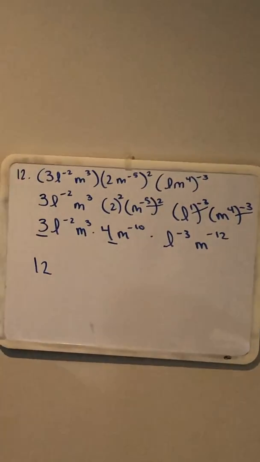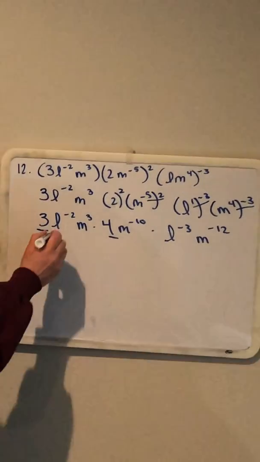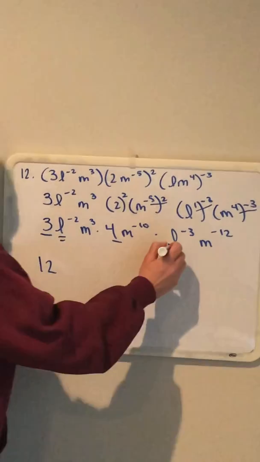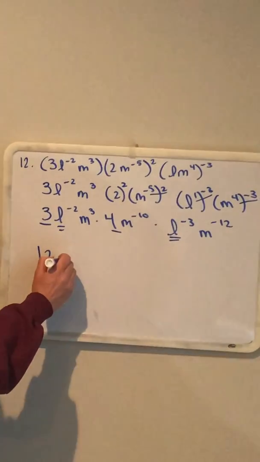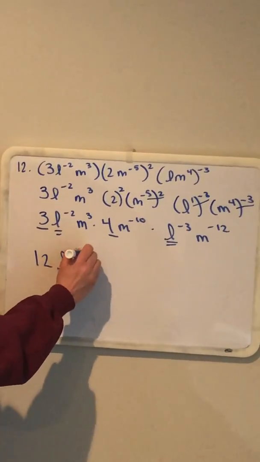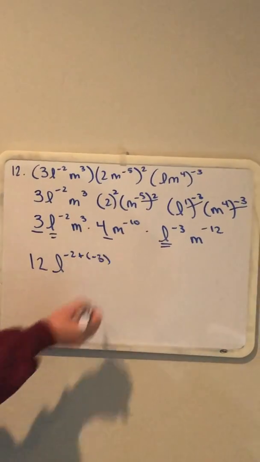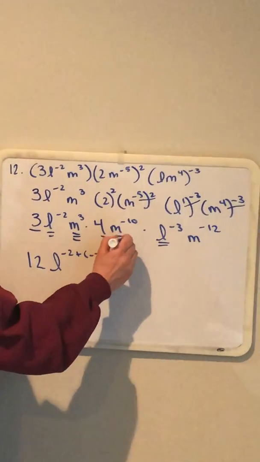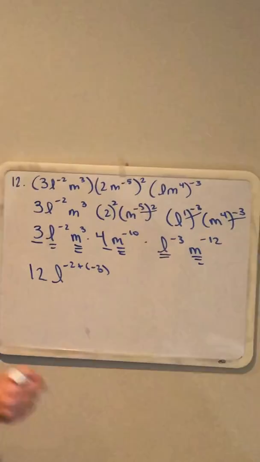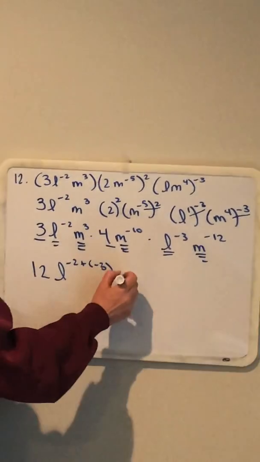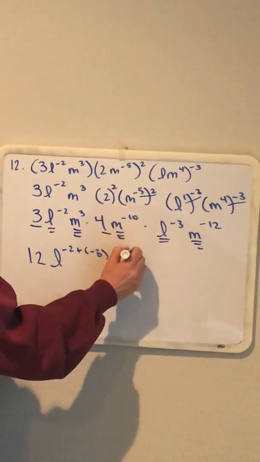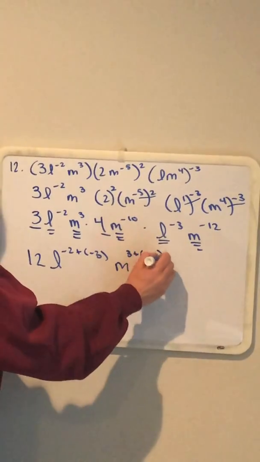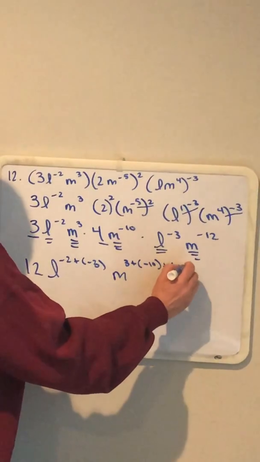To multiply the L's, I have to add their exponents. So I have L to the negative second, L to the negative third, that's L to the negative 2 plus negative 3. To multiply the M's, I have to add their exponents. So I have M to the 3 plus negative 10 plus negative 12.